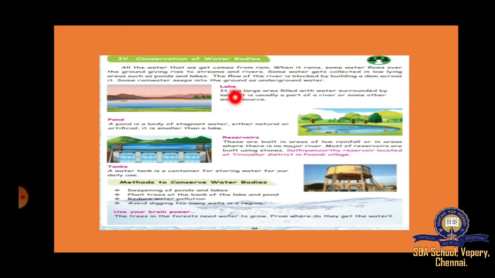See, first thing, lake. Lake means it is a large area filled with water surrounded by land. It is usually a part of a river or some other water source. Next is pond. It is very small. It is stagnant water, means it will be staying there only, either natural or artificial. It is smaller than a lake.